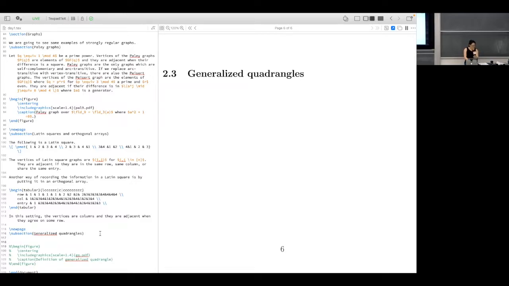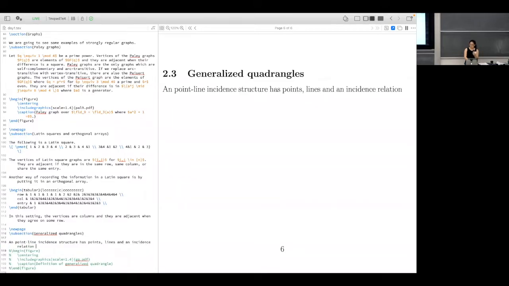But it's a point line incidence structure. So a point line incidence structure has some things called points, some things called lines, and then an incidence relation between the points and lines. It tells you which points are incident to which lines. Some examples that you might be more familiar with are projective planes, affine planes, etc.